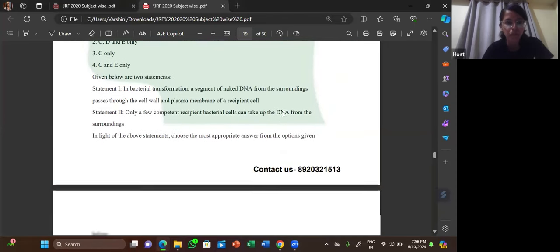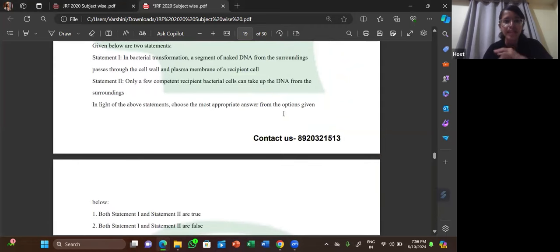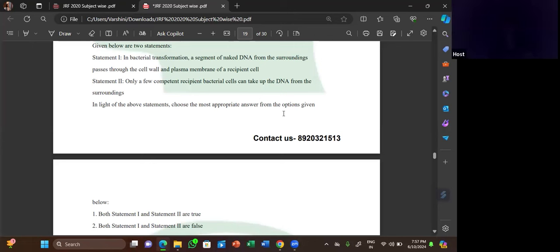Now, after Koch postulate, again I am going to 2 statements here. Statement 1 says that in case of bacterial transformation, a segment of naked DNA from the surrounding passes through the cell wall and plasma membrane of a recipient cell. Whereas statement 2 says that only a few competent recipient bacterial cells can take up the DNA from the surrounding. Now you have to say whether it is true or false. Yes, very good. Both are true. As you all know, in case of bacterial transformation, the naked DNA will be taken up by the competent recipient bacterial cell. That's why both are true. Okay.